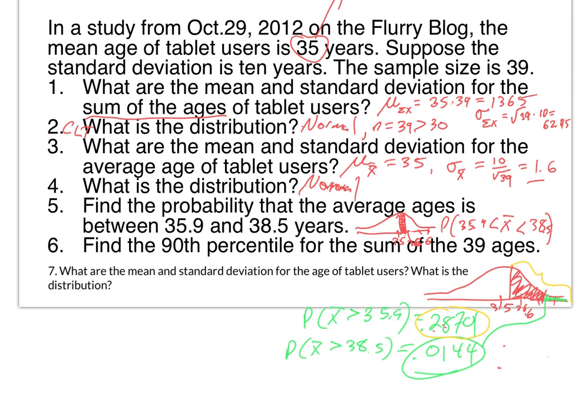So once again, if a random sample of 39 people were selected from this population, there's approximately a 27 point, whatever it was, 27 point something percent chance that the average age of that sample will be between 35.9 and 38.5.